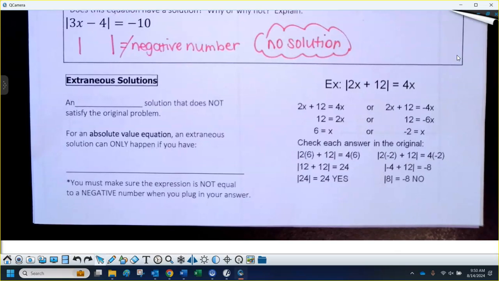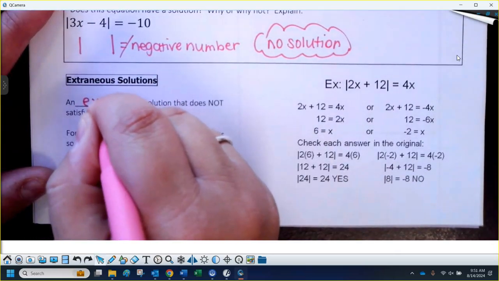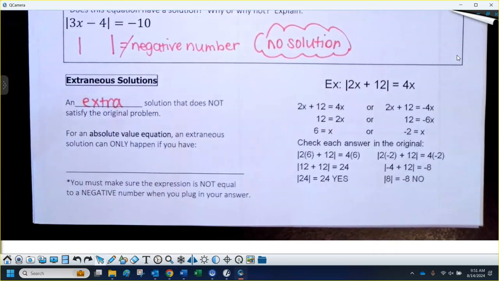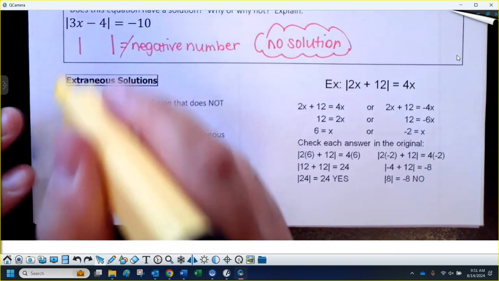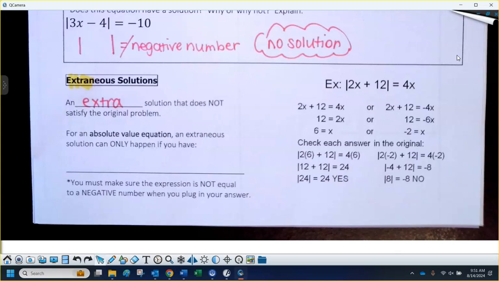Yes, no, maybe? Extra solution. Exactly. It's exactly what it is. I'm going to write, it's an extra solution that doesn't work in the original problem. When I usually introduce this, I highlight that it has the word extra right in the word. There are a couple of things we'll do over the course of the year that can potentially introduce one of these.